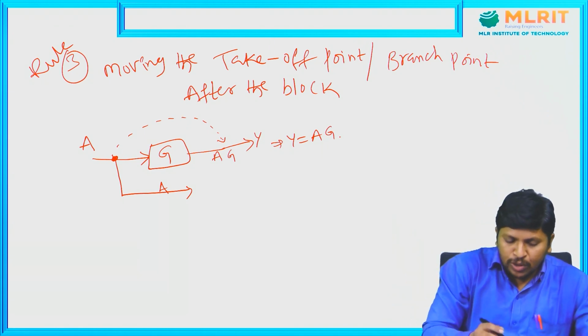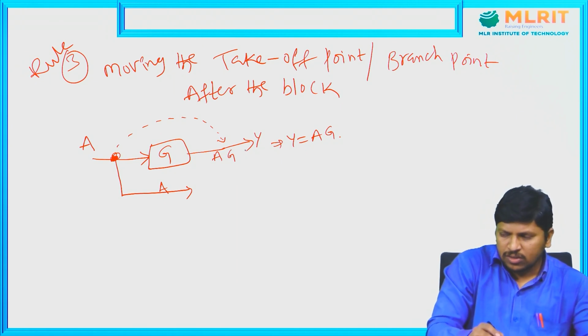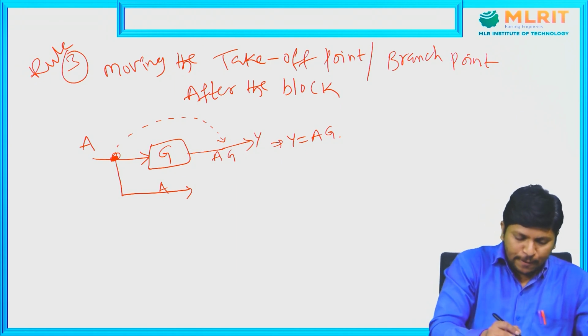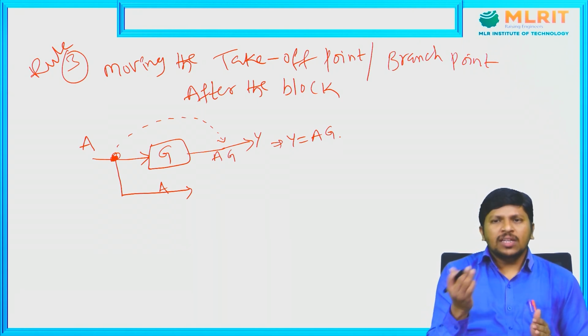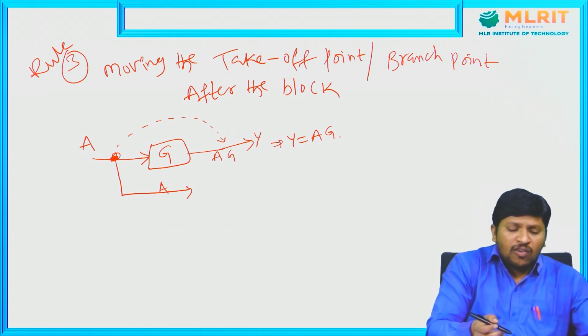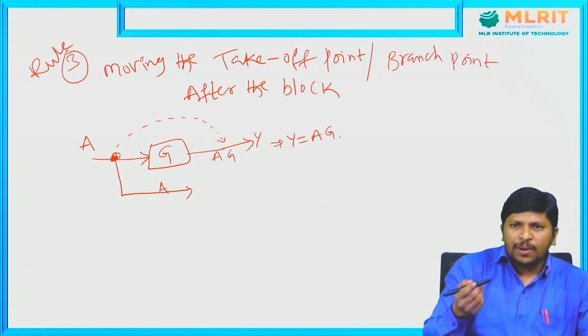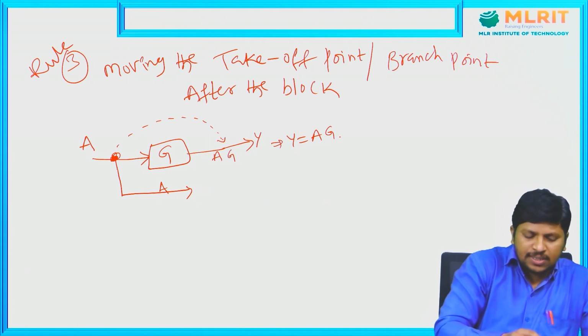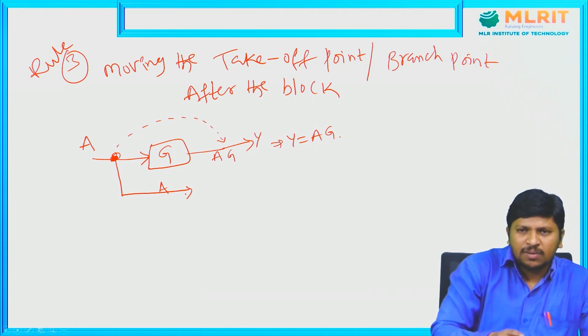I am going to move this take off point after the block. When we move the take off point after the block, what we have is the block value, and that value in the take off point will be just 1 by that block value. This is our take off point, right? This is the block value.